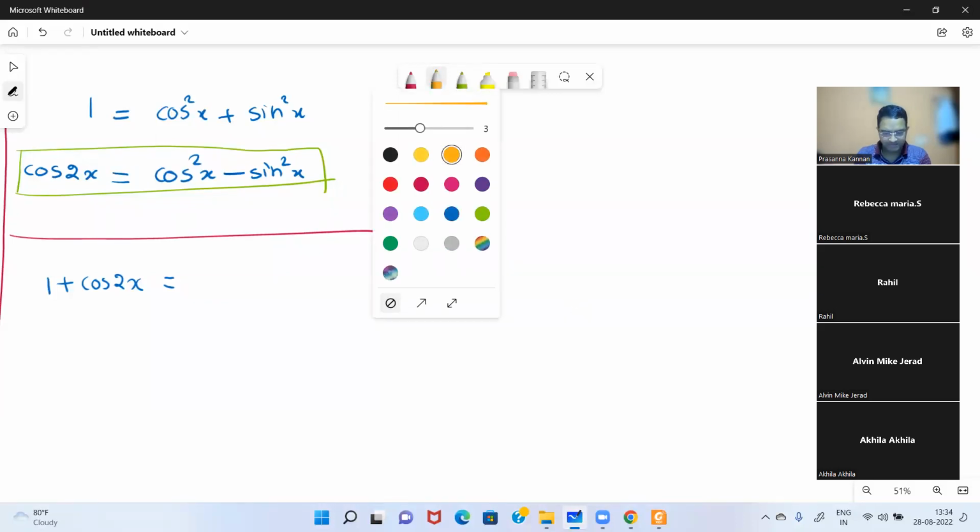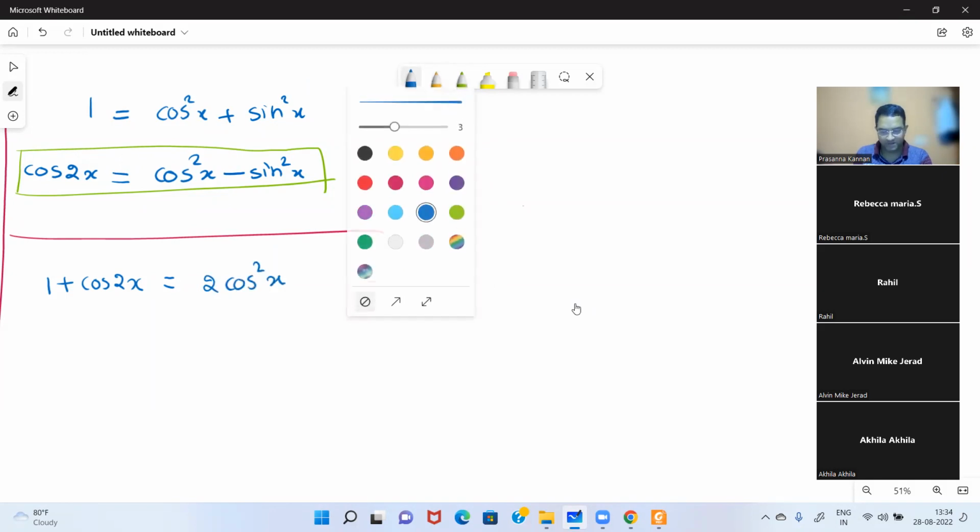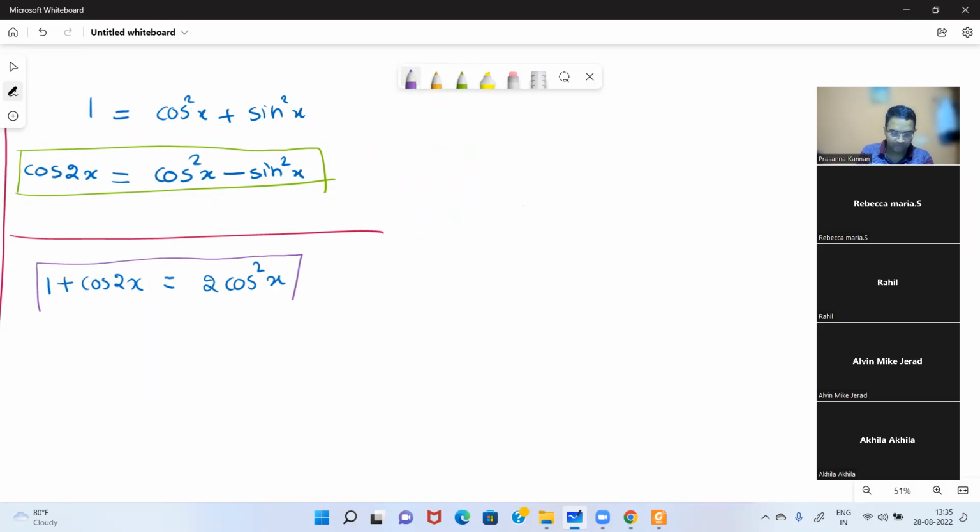When you add them, sin square x and minus sin square x will cancel, correct? So cos square x plus cos square x will become 2 cos square x. So this is the next formula. 1 plus cos 2x is equal to 2 cos square x. How did I get it? If this is 1 and this is 2, I just added the 2.